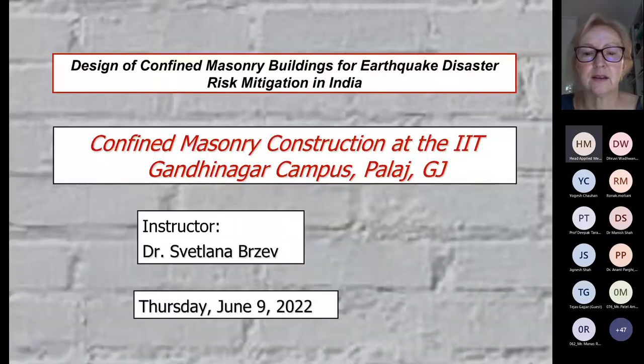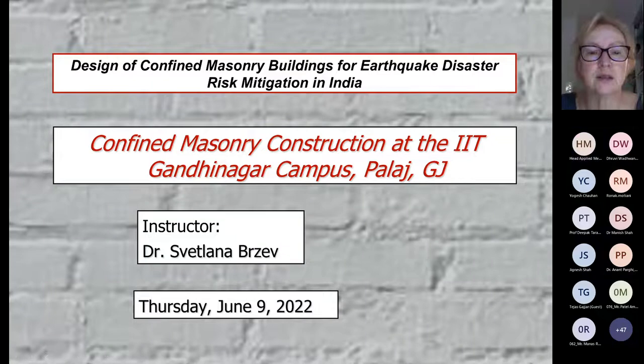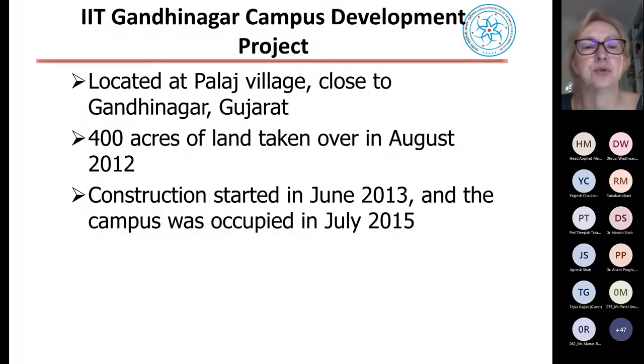I hope you can see the screen. So this is about confined masonry construction at IIT Gandhinagar campus. I will particularly emphasize some points related to construction issues, and more discussion will be tomorrow, both regarding design and construction issues or challenges at the campus. I don't know how many of you had a chance to visit the campus. For me, it's one of the most beautiful campuses in India that I visited, with lots of beautiful plants, and the buildings are nice, and it's new, obviously.